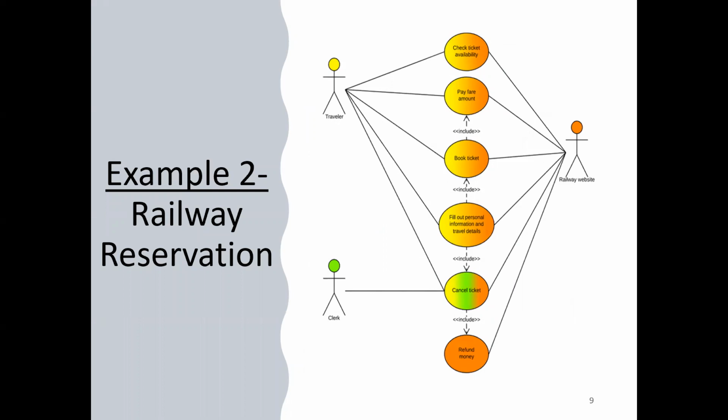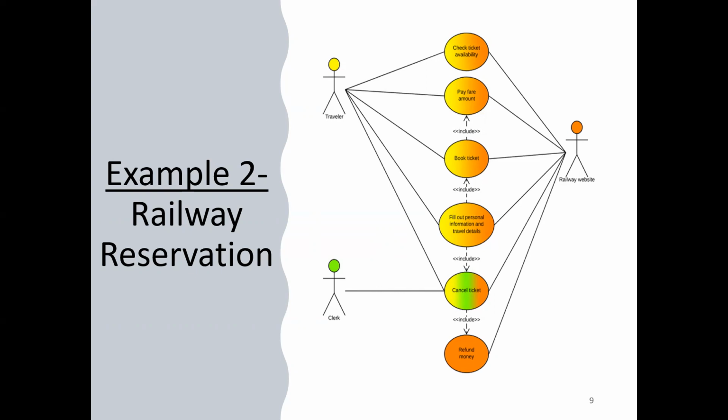Let's refer to example 2 for a railway reservation. Try identifying the actors and the use cases. The actors are represented by the stick figures. In this case, we have three actors: traveler, clerk, and railway website. Remember, an actor can be a person, it can be a system, or it can even be an organization. So a website is also a system.